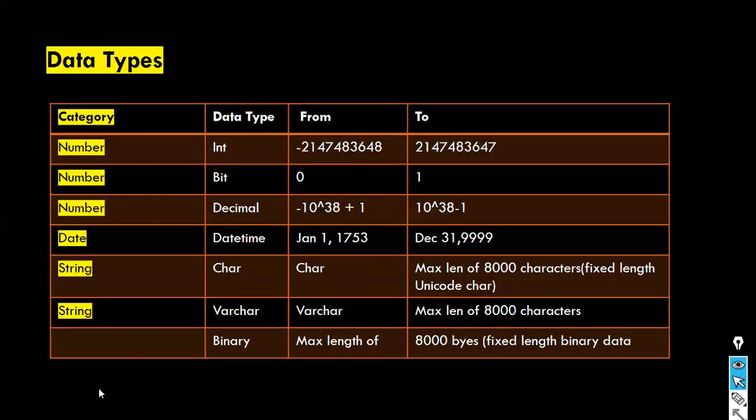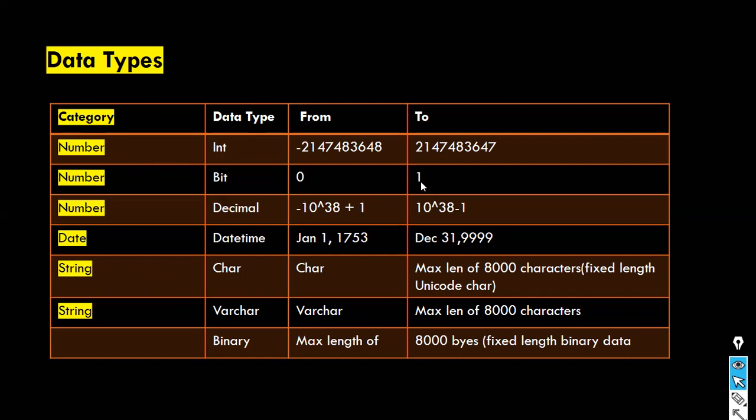If you go to Microsoft, you can take a look at the exact differences. At this moment, you just need to understand what data types are available at a high level. That is enough. See, int, bit is 0, 1, like I said.